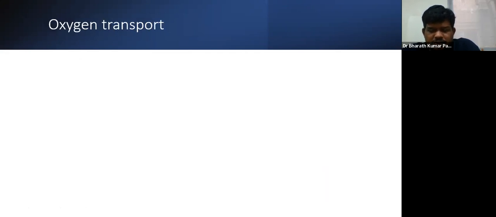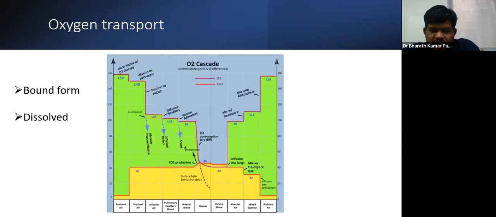So coming to the oxygen physiology per se, the first thing we have to discuss is the transport of oxygen. Oxygen is basically transported in two forms: either the bound form, which is bound to the hemoglobin that carries oxygen from the lungs to the tissues, and then the dissolved form, that is dissolved in the plasma as well as RBC. So this is the diagram here.